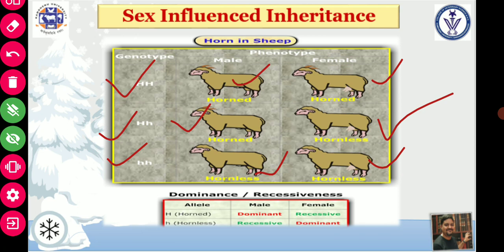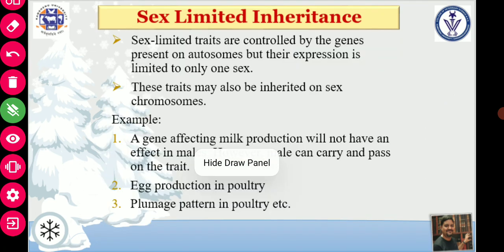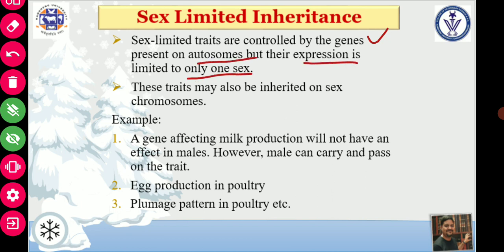So with this, the sex influenced inheritance is completed, and I hope you can differentiate between sex influenced and sex linked traits easily. Now the last one is sex limited inheritance. Sex limited, as the name suggests, is limited to a particular sex. So these are controlled by genes present on autosome, but their expression is limited to only one sex. The genes are present on autosome, but now it is considered that genes may also be present on sex chromosome. So for sex limited inheritance, genes may be present on sex chromosome or autosome.